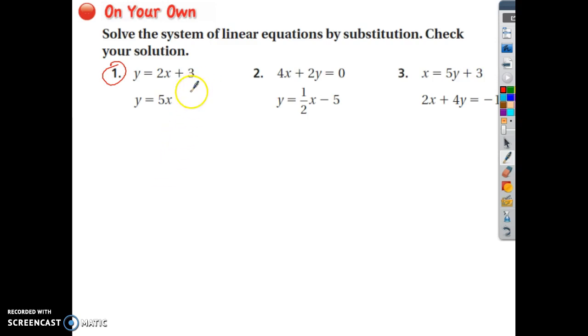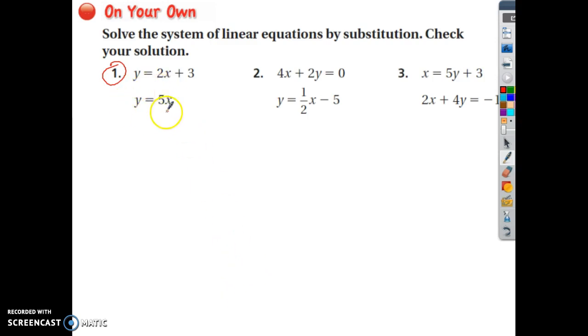In doing number 1, our first step is to make sure that one of the variables is isolated in at least one of the equations. So in this case, we actually have the variable isolated in 2 equations. So here I have y by itself, but also in equation 2, I have y by itself. So I get to pick. I'm going to go ahead and say y equals 5x.